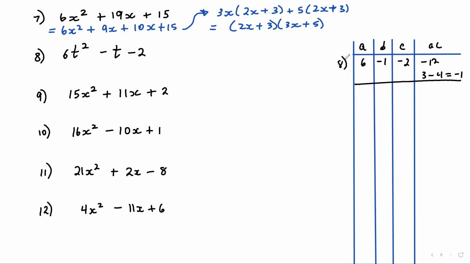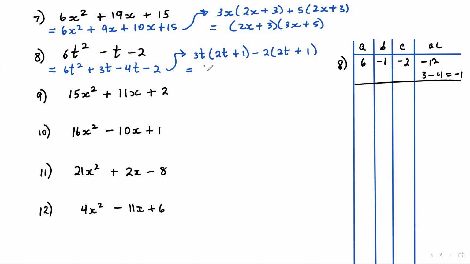Sarah, that was your mistake. Did you see your mistake in number 8? Yes, Miss. Okay, good. So then the second line will be 6t squared plus 3t minus 4t minus 2. So then that would give me 3t as the common factor. 3t by 2t gives me 6t squared, and 3t by 1 will give me 3t, minus 2 by 2t plus 1. Here is where I think you had a mistake. Do you see it? I wrote the number wrong. Sorry.